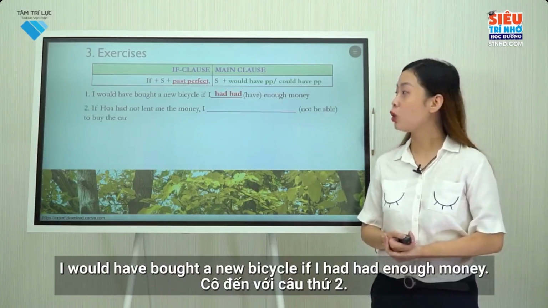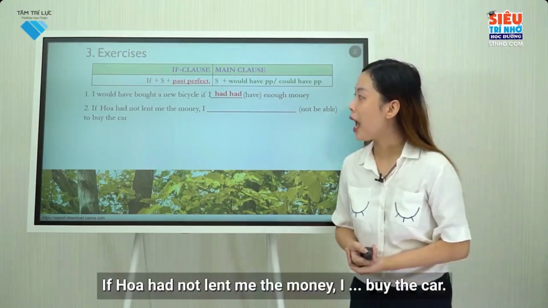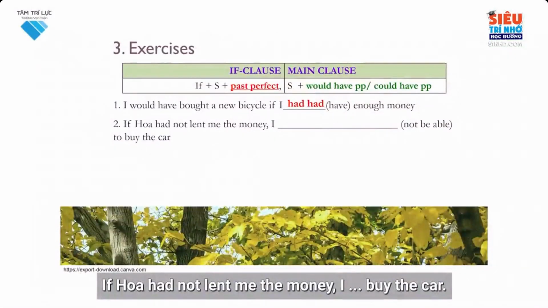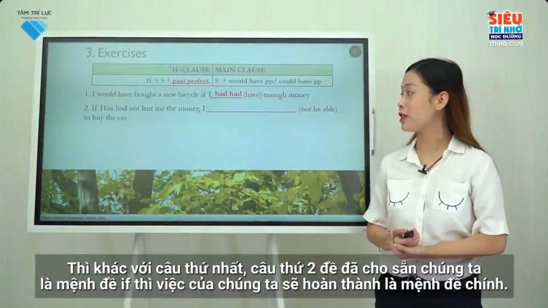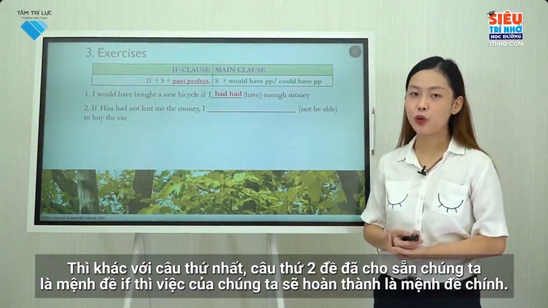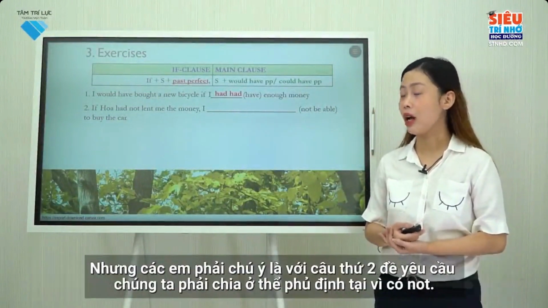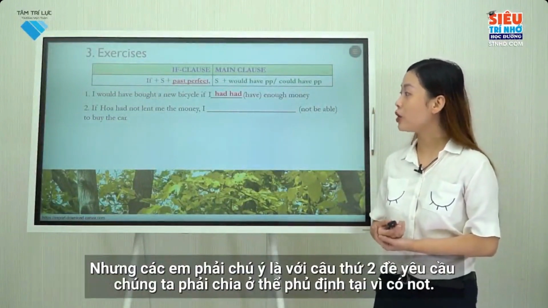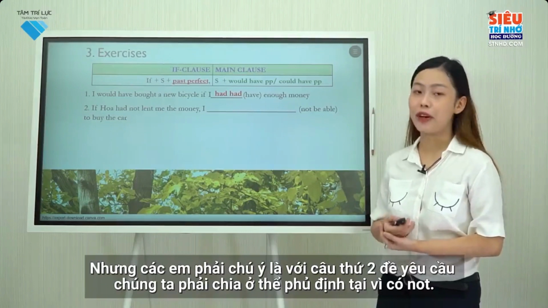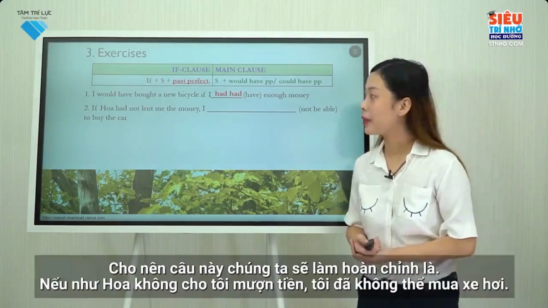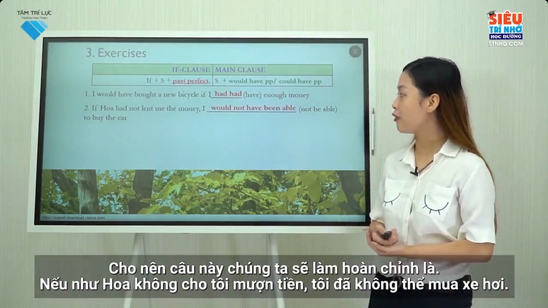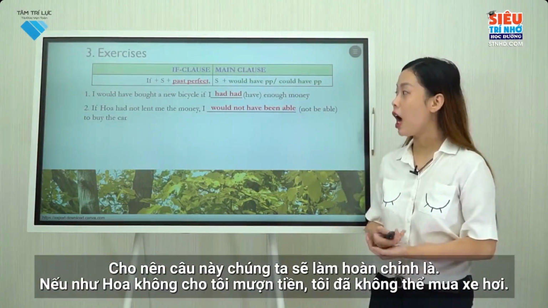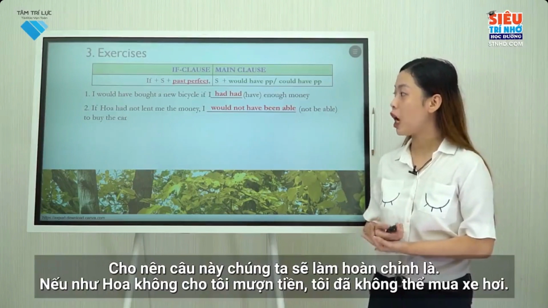Let's move to sentence number 2. If Hua had not lent me the money, I buy the car. Contrary to the first sentence, in this sentence there is already an if clause, so we'll have to complete the main clause. But you have to pay attention that with this sentence, we are asked to use the negative form because there is the word not. So we'll write the sentence as, if Hua had not lent me the money, I would not have been able to buy the car.